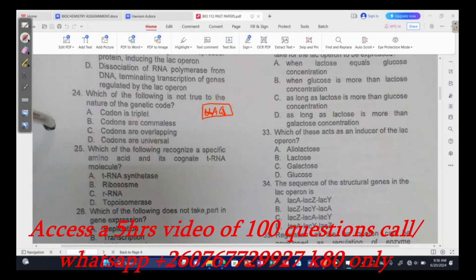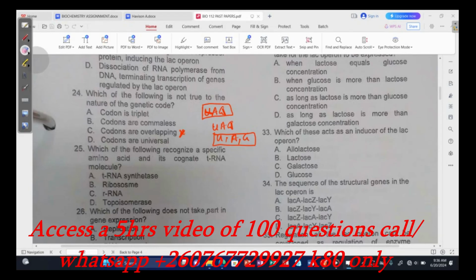Commaless, that is, there is no punctuation in a codon. UAG, there are no commas to say U, A, G. There is no punctuation in the codon. So B as well is true. C is saying codons are overlapping. Doubtful, we'll come back. D is saying codons are universal.